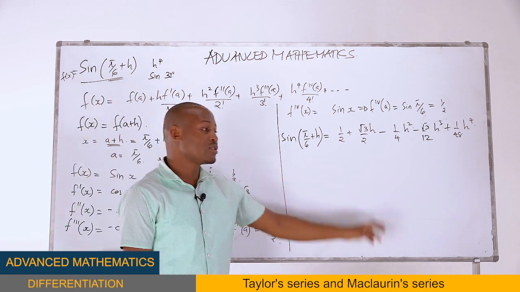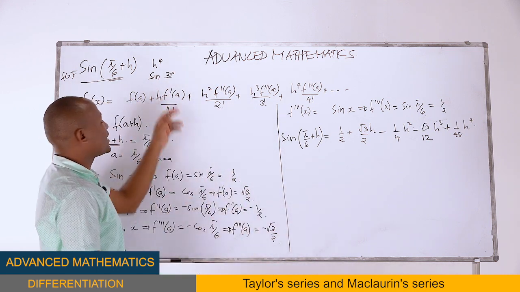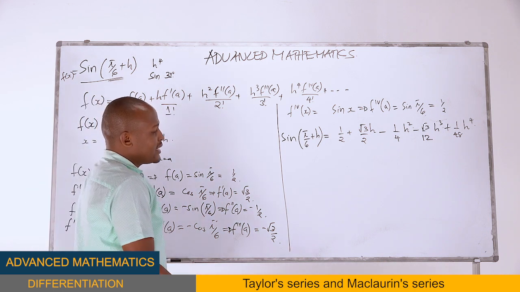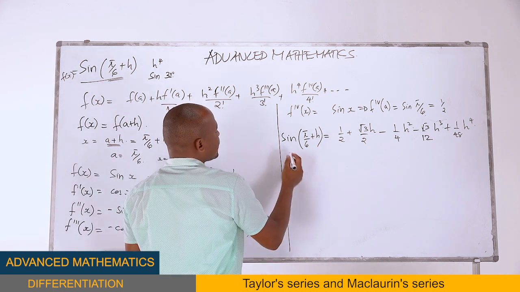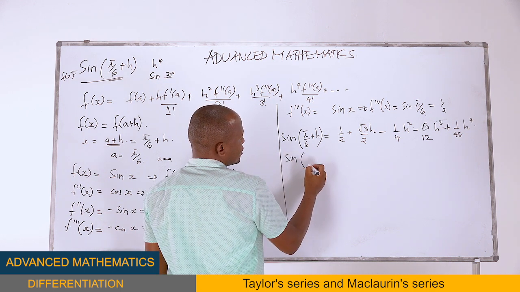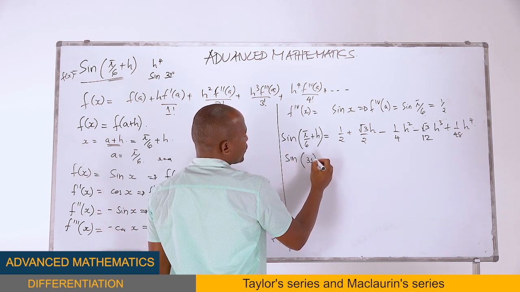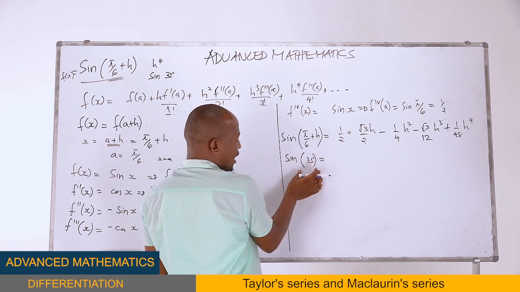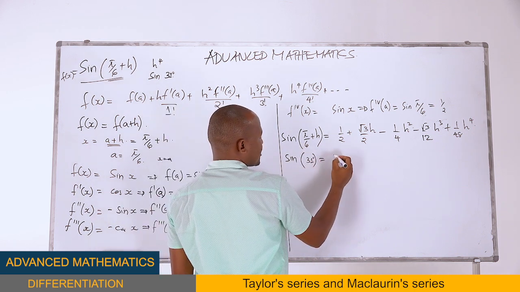After that, we are told to find the value of sine 31. Now let's see how we can write that. I will explain it very shortly. 31 degrees equals what? I've written it like that so that I can explain it more simply.